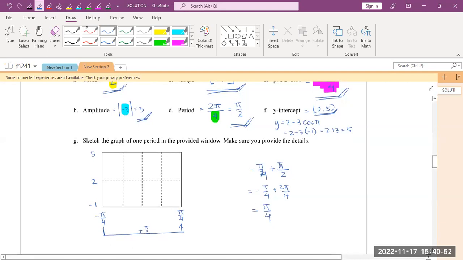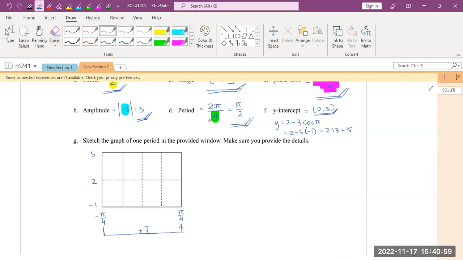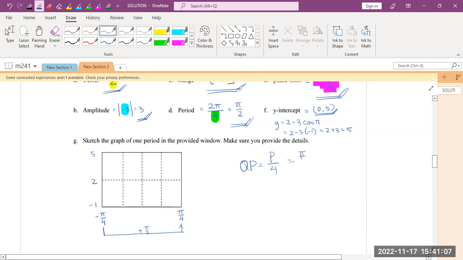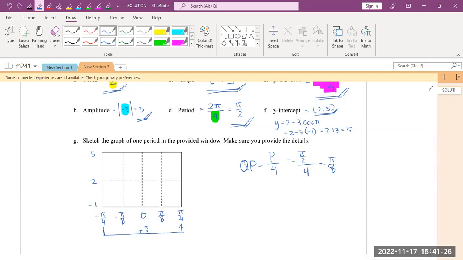Now, if you want to compute the quadrantal period, take that period, the quadrantal period is equal to the period divided by 4. So pi over 2 divided by 4, that's pi over 8. So if you add pi over 8 here, you get negative pi over 8. Just do the math, okay? This is pi. So that's what we call the partition.